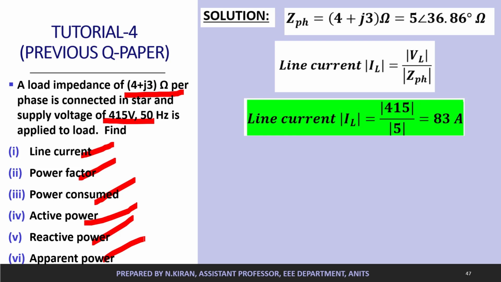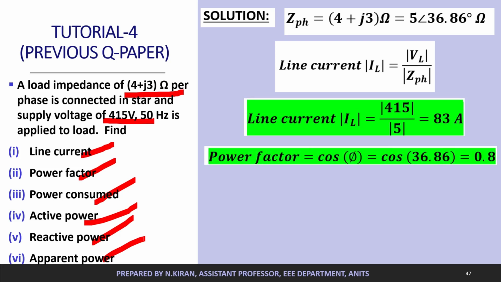On just substitution, I'll get the magnitude of line current to be 83 amps. So cos phi, where phi indicates the angle between voltage and current, which is given by the angle of impedance Z phase. So cosine of this angle, that is 36.86, will give me the power factor, which is 0.8.